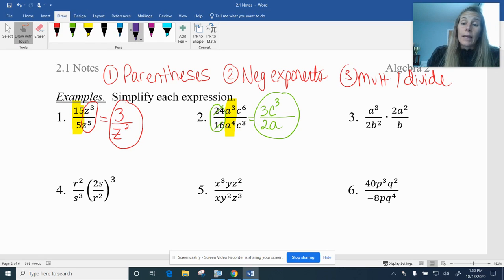Okay, number 3. Again, just because there's no multiplication sign on these problems, it's really the same thing. Again, no parentheses, no negative exponents. I'm just going to go about multiplying and dividing. Now, just like you can in normal fractions, if there's ever anything on the bottom and the top that are exactly the same, they can be canceled. So I can cancel those 2's. So now on the top, I have a to the 5th, because when I multiply those, I add the exponents. And on the bottom, I have b to the 3rd.